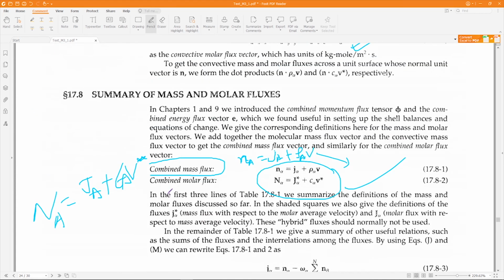Okay. In next class, we'll discuss the shell mass balances, or transport equations. Okay.